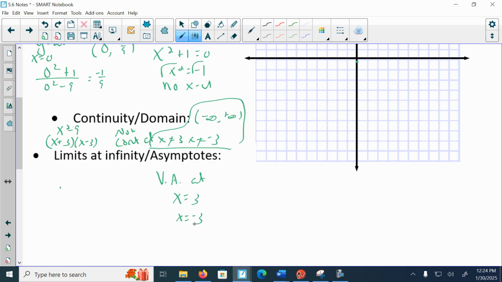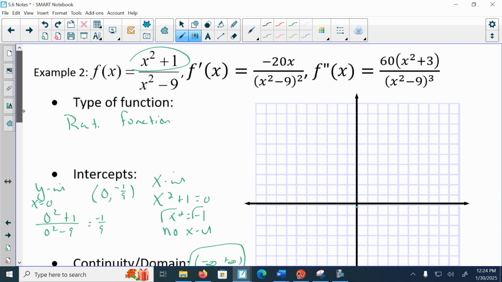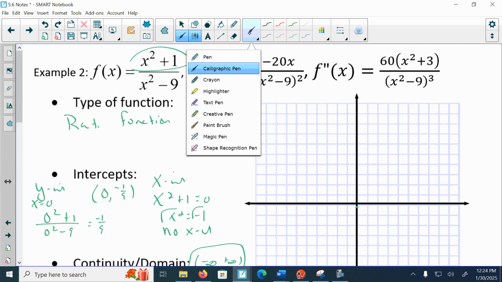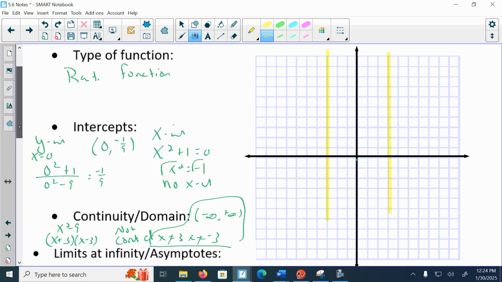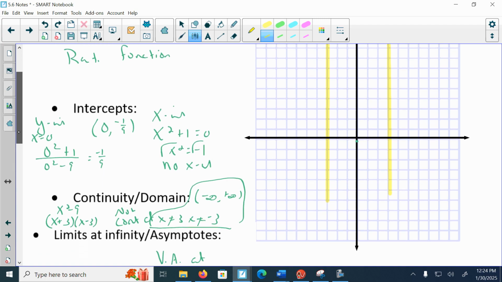Before I answer the other part of the question, I'm going to sketch those vertical asymptotes in. I like to use a highlighter for that. So 1, 2, 3, vertical asymptote. 1, 2, 3, vertical asymptote. Okay, so I have my vertical asymptotes. Remember, I cannot cross those vertical asymptotes at all.